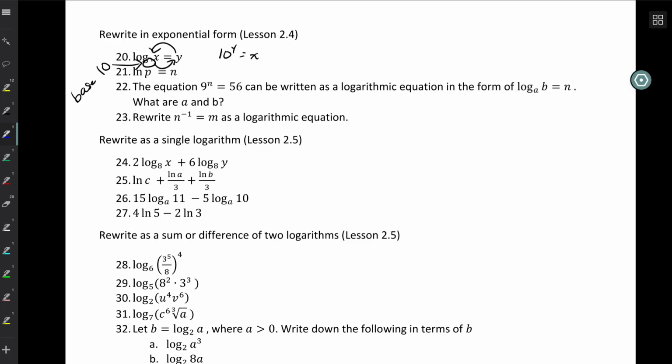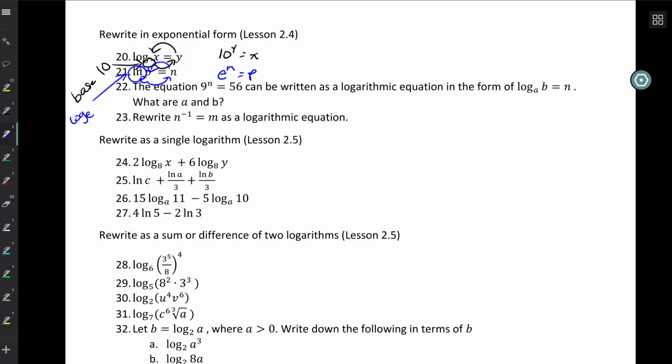Same token, when we look at number 21, ln is log base e. That's what natural log tells me. So we have e to the n equals p. Both of those are ways that you can rewrite logarithmic expressions into exponential form. 22 does the same sort of thing, except it's actually giving you the exponential and you want to rewrite it as a logarithmic. So it's just going the other direction, okay?